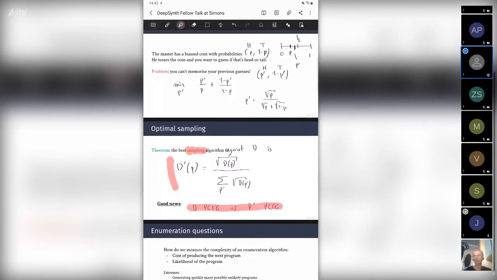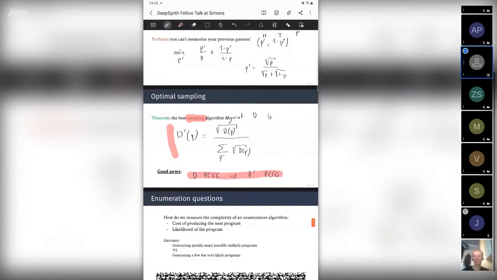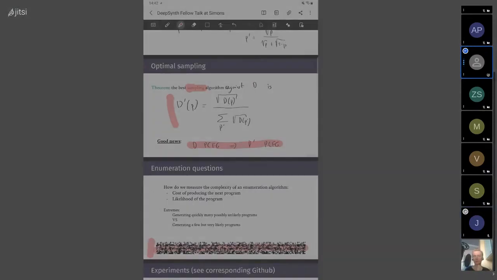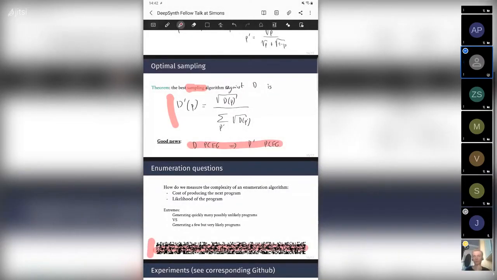So I'm skipping a lot of things about enumeration. Enumeration is also very interesting. There's this illustration here. So this should be read from left to right. This is a sequence of programs. Each of these is a line of white and black of length 8. So those are programs of bit length 8. And this is the sequence of most likely to least likely program for some very simple PCFG.